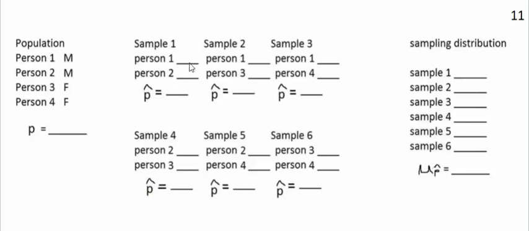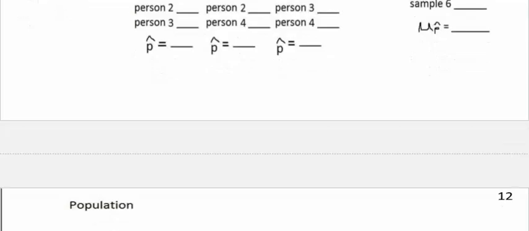So if this was MF, it would be 1 divided by 2. If this was FF right here, it would be 0 divided by 2 to get the answer. Do it for all 6. Then write out your 6 answers. Get the mean of the sampling distribution by adding and dividing by 6, like you did before. And this should come out to the same number as the population proportion, if you did it correctly, because once again, the samples average out to the population that they came from. And that's true with proportions and means.